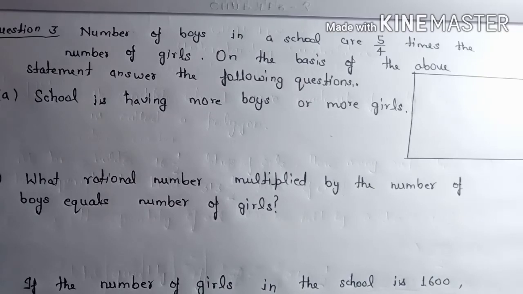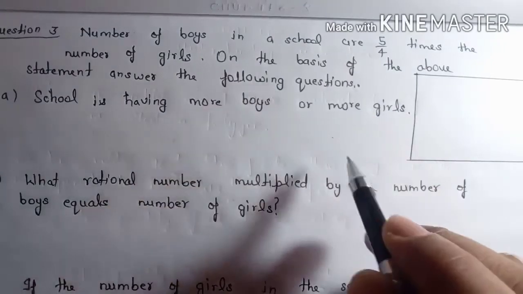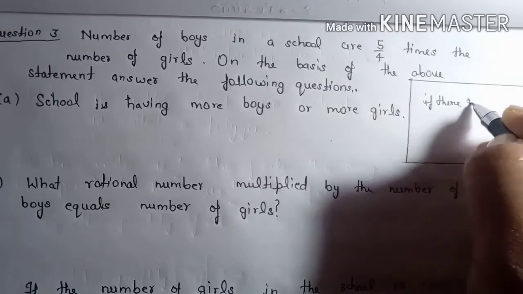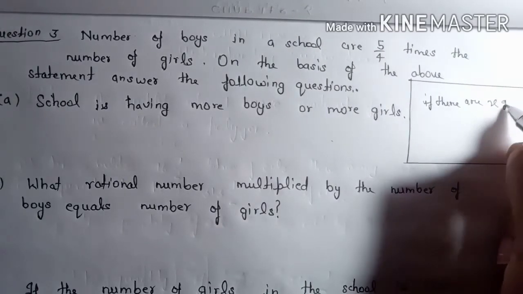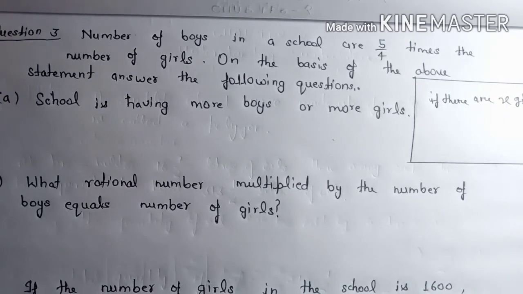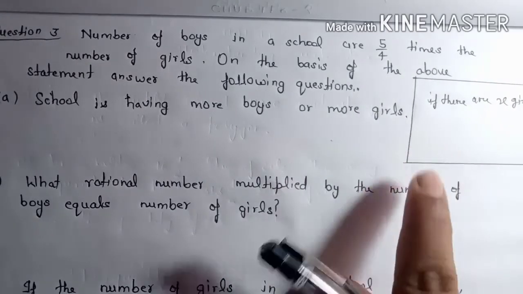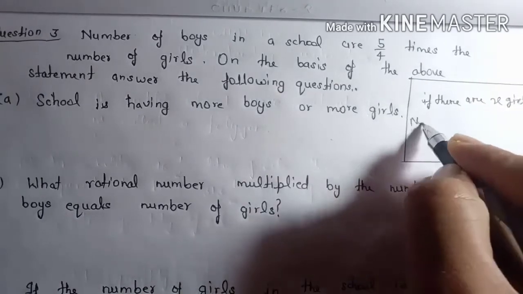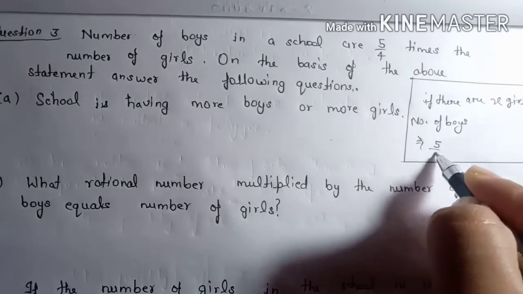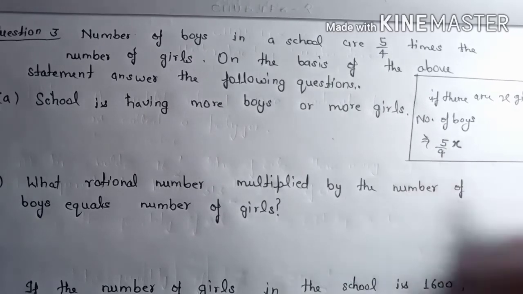So you can see it is said in the question that the number of boys is 5 upon 4 times the number of girls. So if there are x girls, then 5 upon 4 times x boys are available. So the number of boys is equal to 5 upon 4 times the number of girls, so multiply this 5 upon 4 into x.